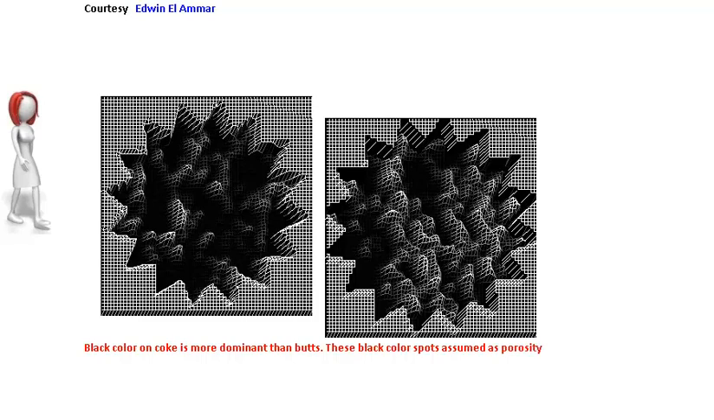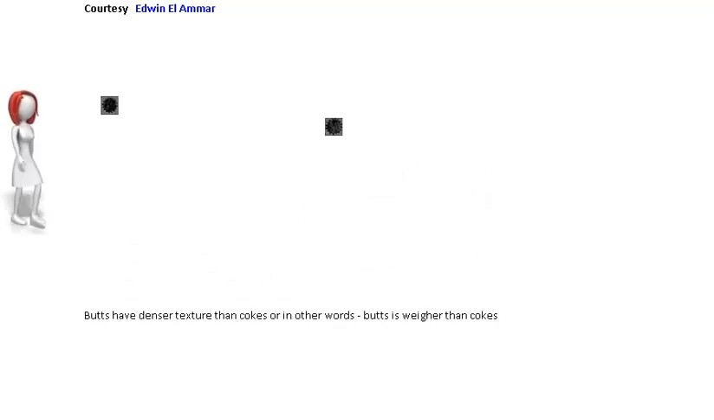Black color on cokes is more dominant than butts. These black color spots are assumed as porosity. Butts have denser texture than cokes, or in other words, butts is weightier than cokes. Next images show which one is the best composition we should take.